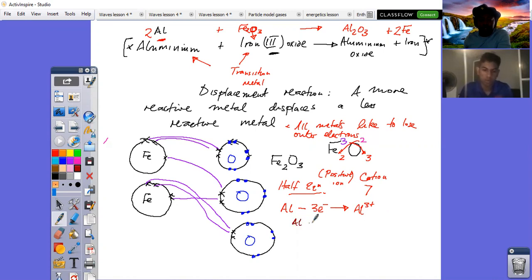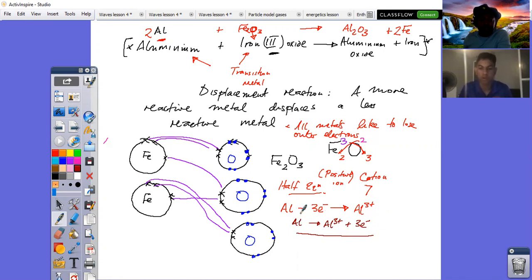So generally, AQA want you to write it in this form. Not that this is incorrect. I don't know why they want you to stick to this convention. Okay, so just worth remembering that that's how you'd write the half equation.